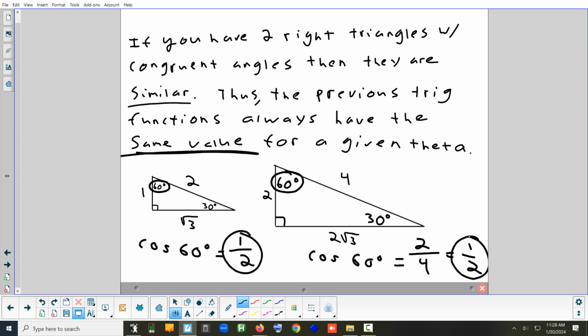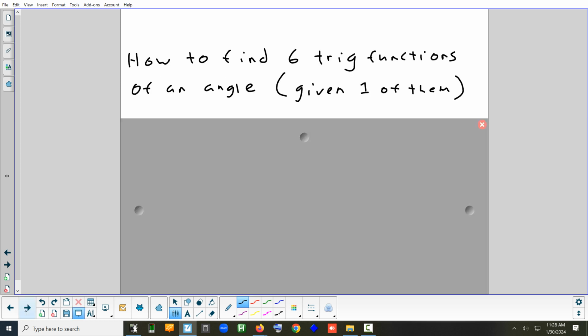So we call these two triangles similar. They're not congruent. Congruent means they'd be the exact same size. Similar just means they have all the same angles, but it could be a larger or smaller version. Okay. Question on that idea? Okay. All right.